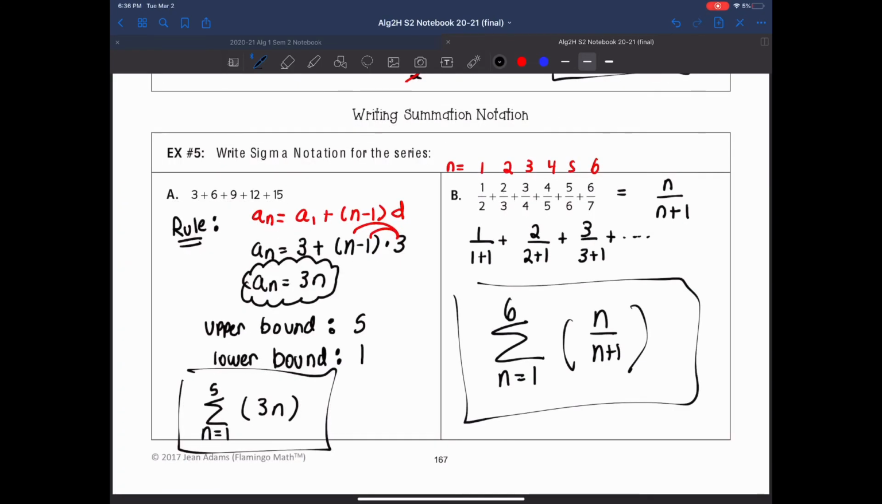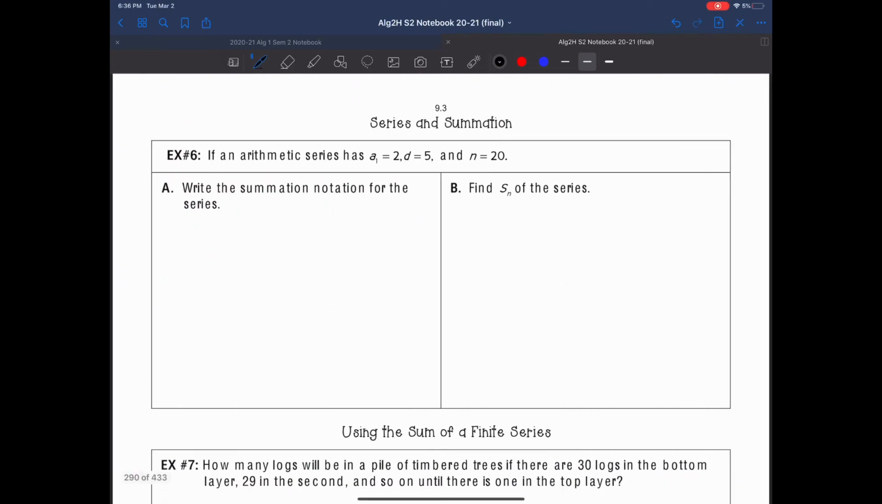Next page, we have example number 6. Now we are looking at series and summation. If an arithmetic series has a sub 1 is 2, d is 5, and n is 20, we need to first write the summation notation for the series. Once again, the things that we need to write summation notation are the lower bound, the upper bound, and the rule. So first, let's figure out what the rule is using the rule of an arithmetic series.